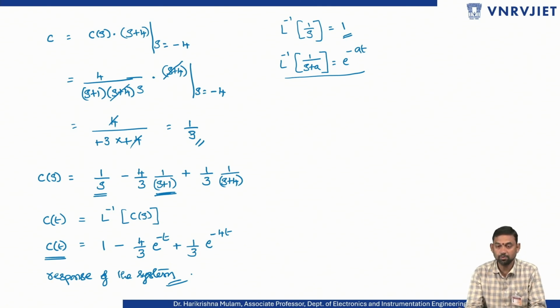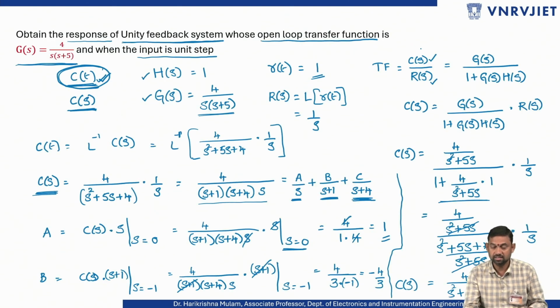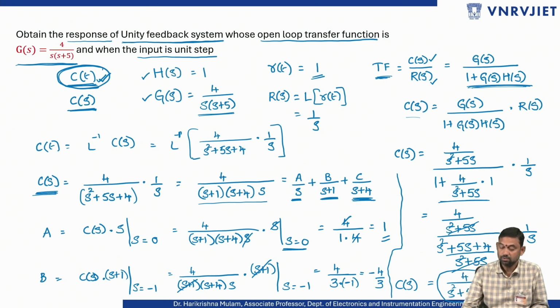Actually, as per this problem, we have completed the problem. But I wanted to mention a few more things. Here, if you remember, we got the transfer function C of s equal to g of s by 1 plus g of s h of s, and the expression is 4 by s square plus 5s plus 4. That is the transfer function of this closed loop system.